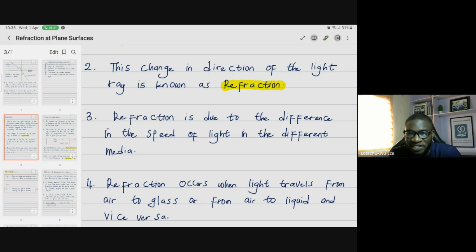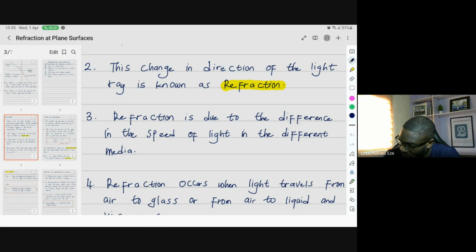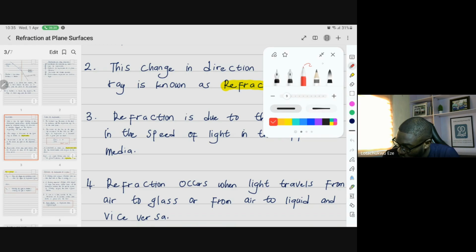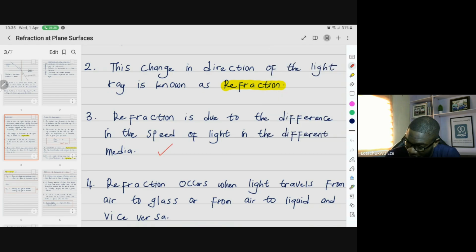Because of the difference in the speed of light, that's exactly what brings about the change of the direction. So this number 3 is very important. If you can forget any other thing, please don't forget this number 3. You might see questions along that line. Why does refraction occur? Because of the difference in the speed of light.